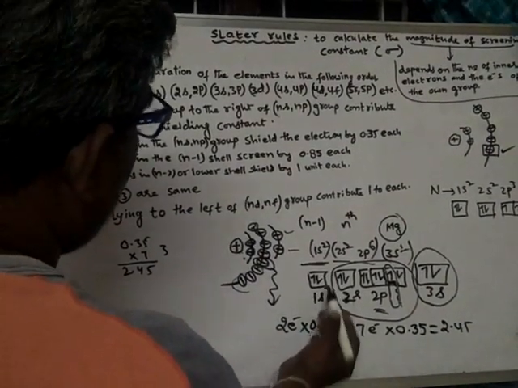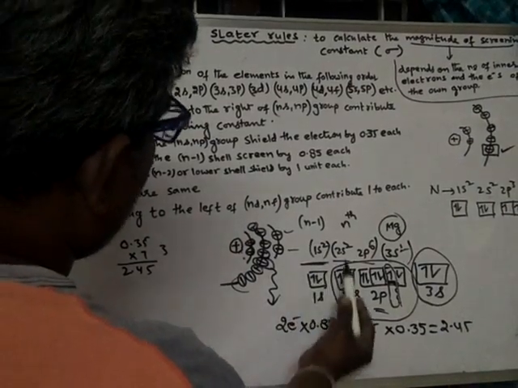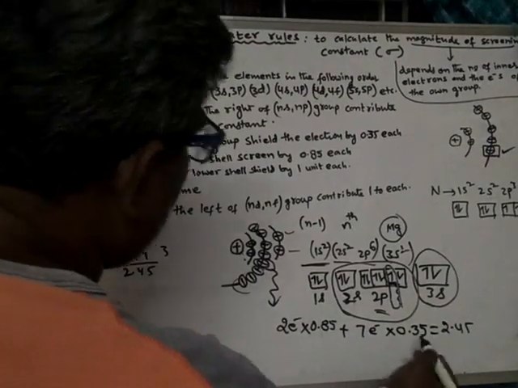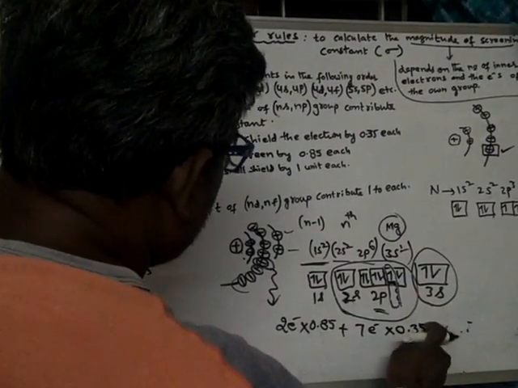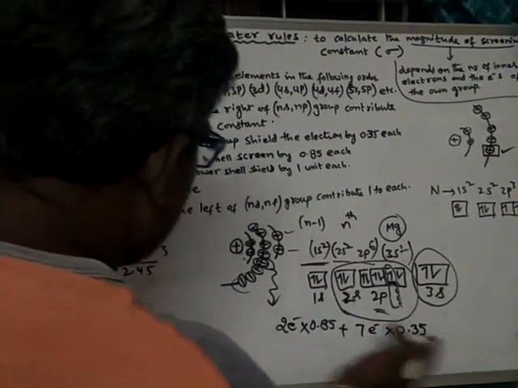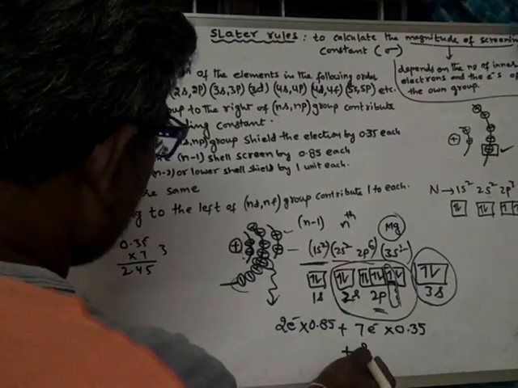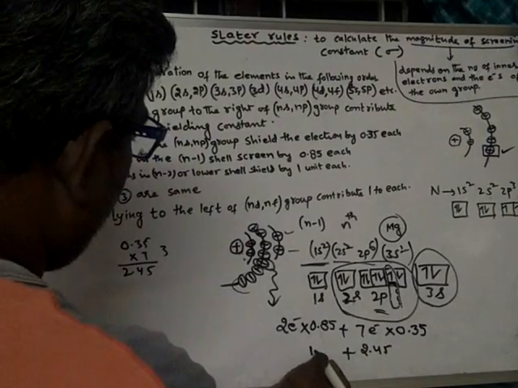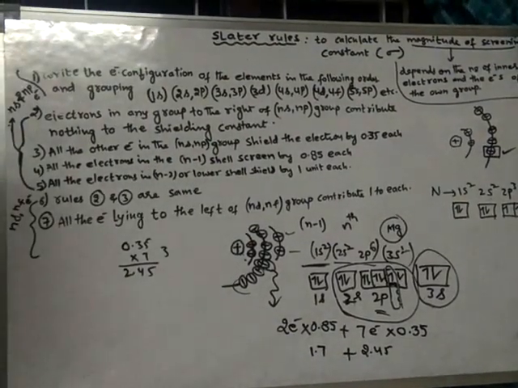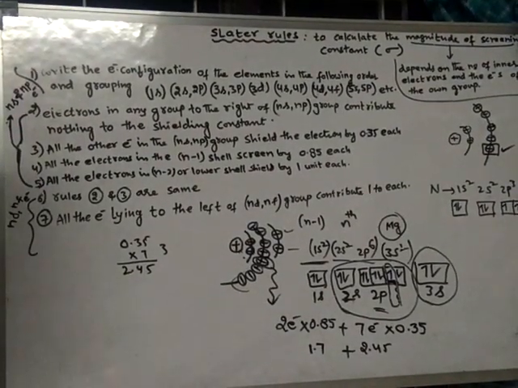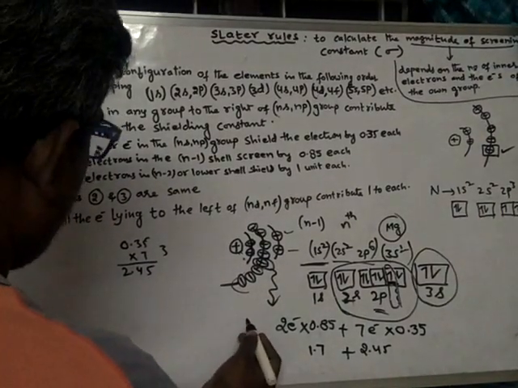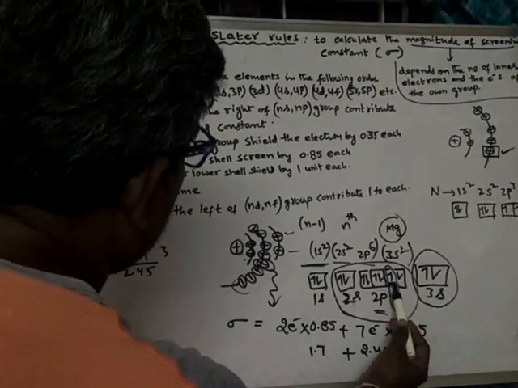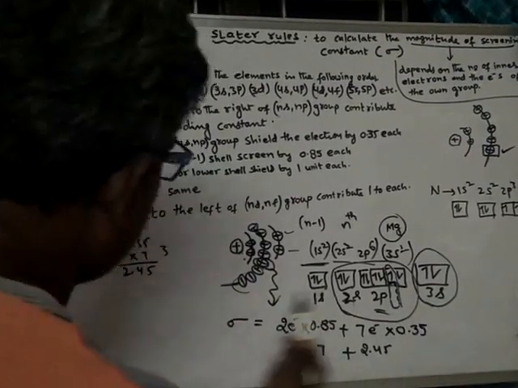0.85. So these electrons will show screening effect, and these 7 electrons also will show screening effect. So altogether, this value is 2.45 and this value is 1.7. Okay, so that means the total screening effect shown on this electron is how much?